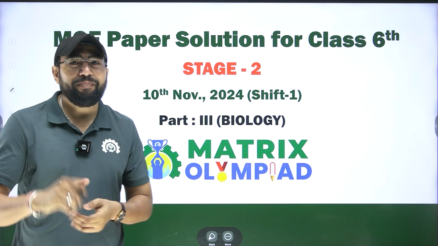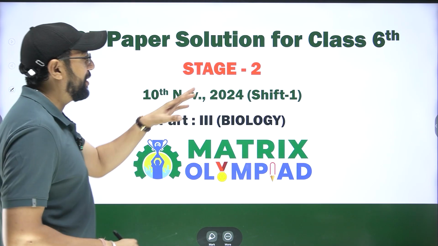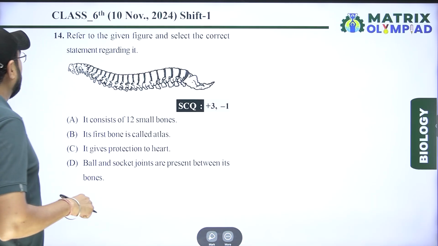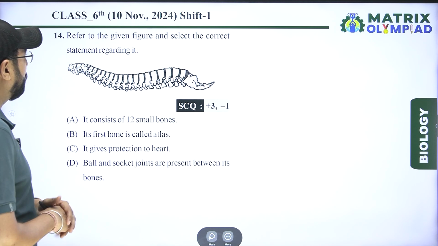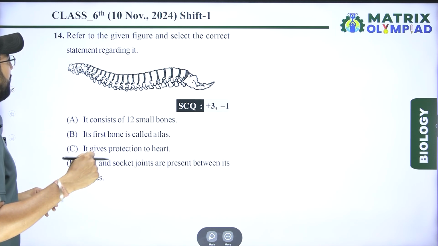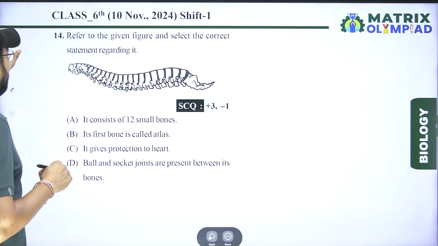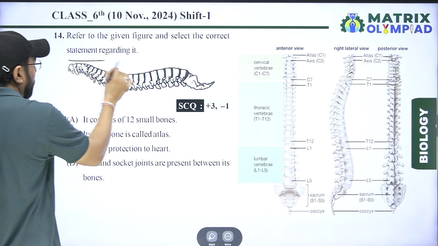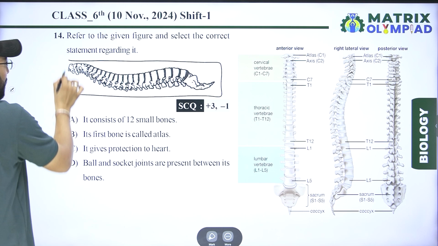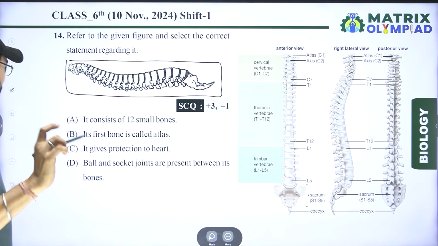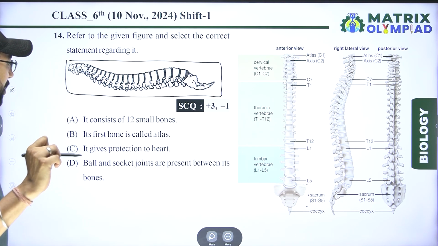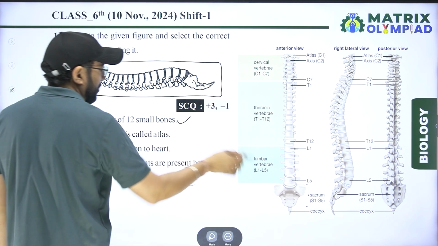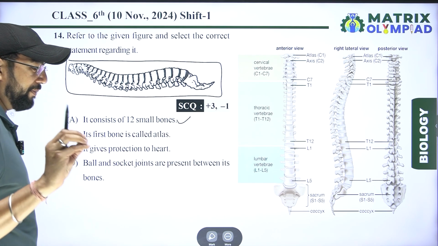Today we discuss the Matrix Olympiad paper solution for class 6th stage 2nd. Let's start. First question: refer to the given figure and select the correct statement regarding it. This is a diagram of the vertebral column. It consists of 12 small bones. No, that is wrong. Many more bones are present in the vertebral column.